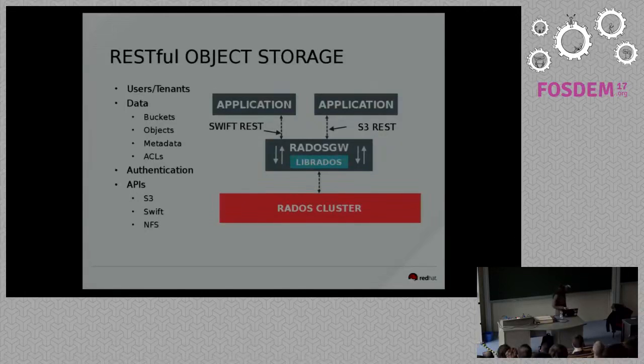So again, this is object storage. We have users and tenants. We have buckets, objects. We have metadata per bucket per object. We have access control lists per bucket per object. We have authentication, which is really complex because we support several protocols. Today we support two cloud object protocols, S3 and Swift.